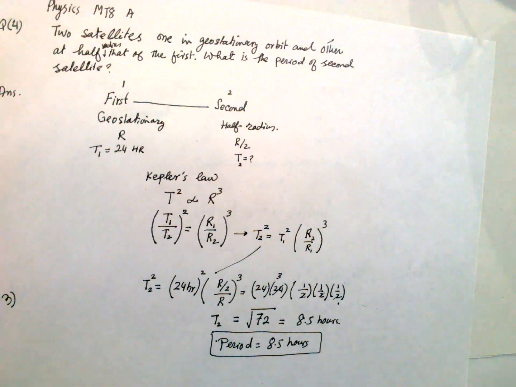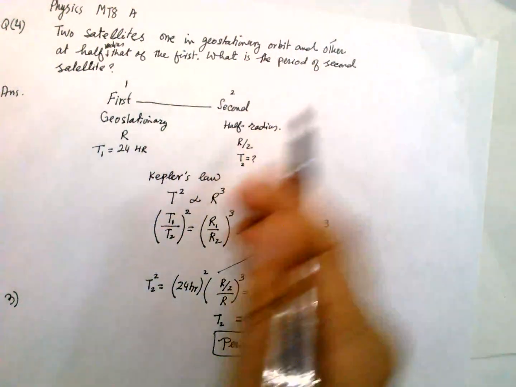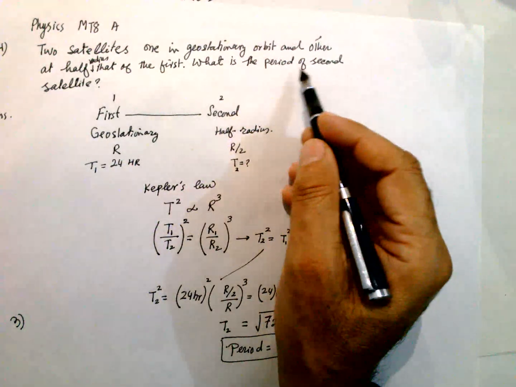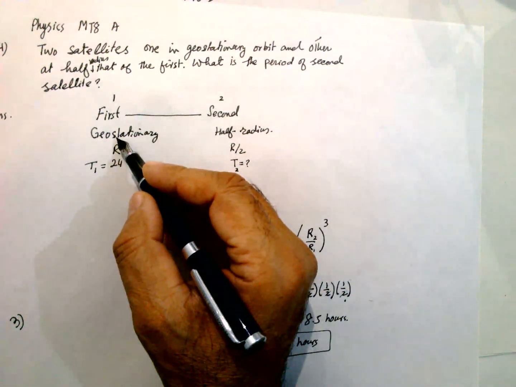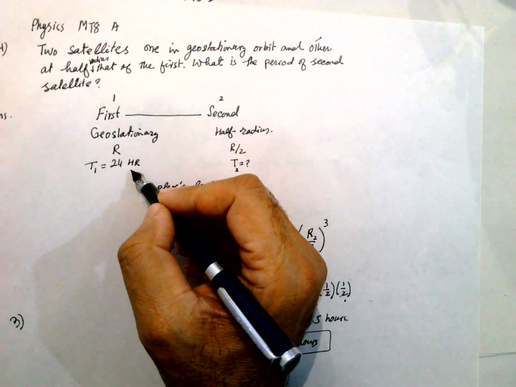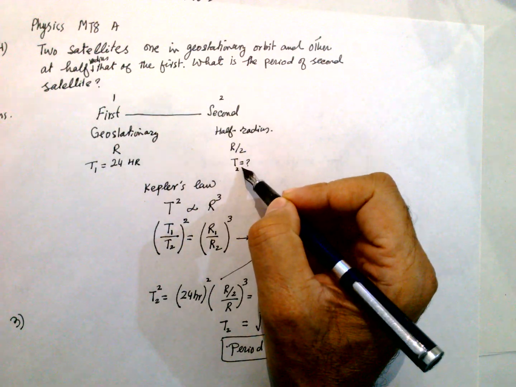Next question is about two satellites, one in a geostationary orbit and the other at half the radius of the first one. What is the period of the second one? The first is geostationary, it has a time period of 24 hours, and this one is half the radius, so we have to find this.